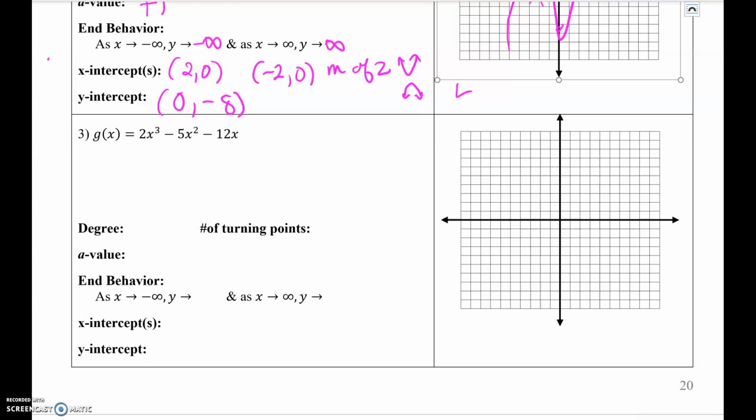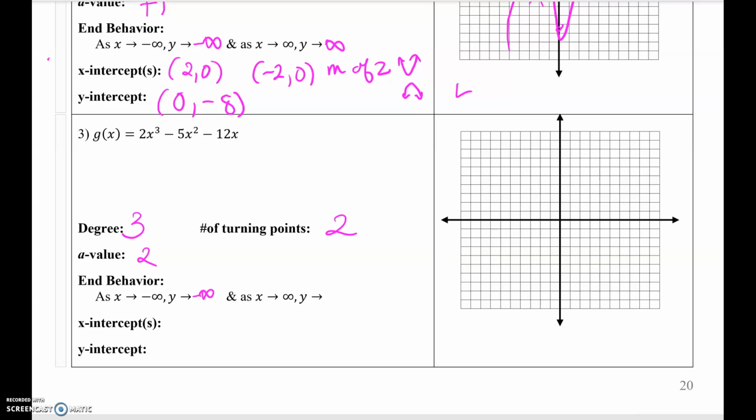So here's our third example. Looking here at the degree, I can see that again the degree is 3, which means there will be just 2 turning points. This time the a value is 2, and so that's a positive 2. So we're going to have the same end behavior as before with the odd degree and a positive a value. So the y is going to go towards negative infinity and x is going to go towards positive infinity.